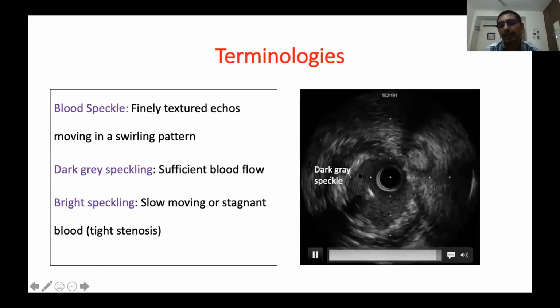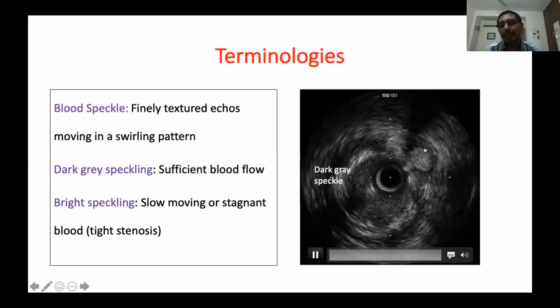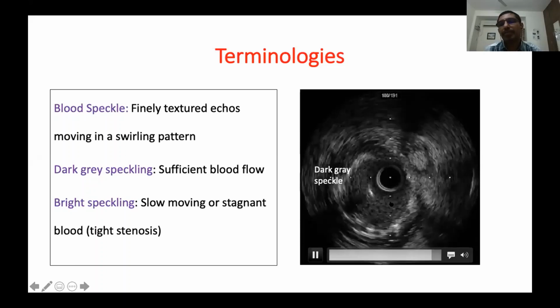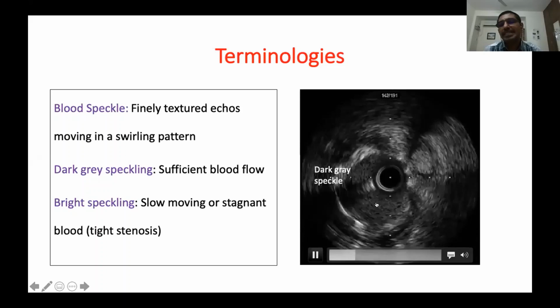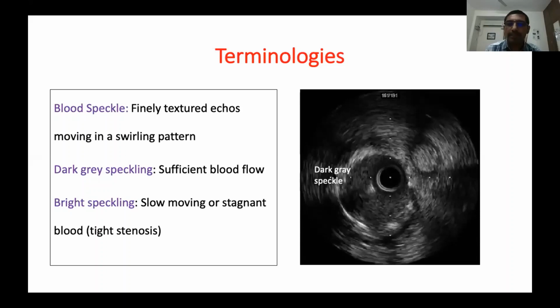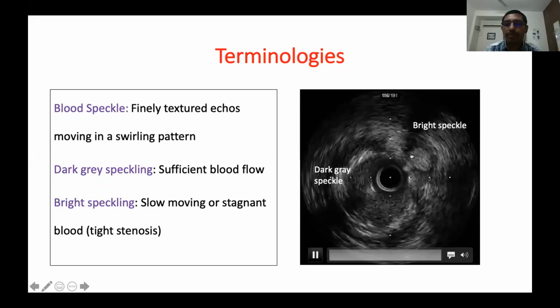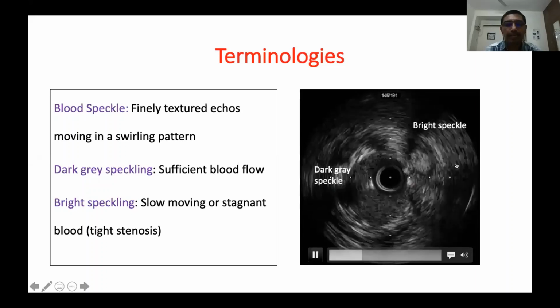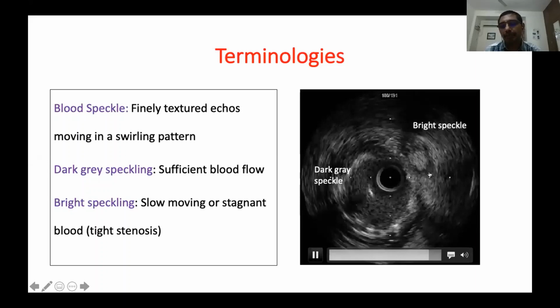When you have a high resolution imaging catheter, that means a 45 or 60 megahertz catheter, the blood speckles usually appear much brighter. Compared to arteries, the veins have much brighter speckles because the blood moves much slower in veins. Okay, this is an example of dark gray speckle. That means fast moving blood, and this is an example of bright speckle. That means it is stagnant blood, or slow moving blood.